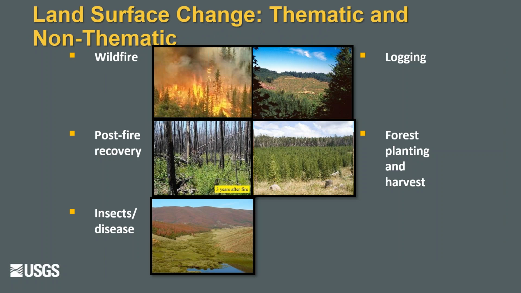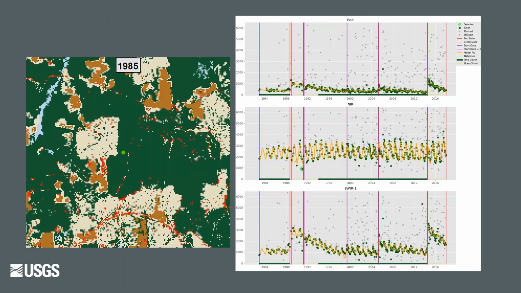So as I said, these are also some pictures of thematic and non-thematic change. Most of these are thematic change, but the forest planting and harvest might be a non-thematic change. Depends. Post-fire recovery would lead to probably a thematic change. When the fire happens, you would have a break in the model, and then you would have something new growing up, which would not be forest or tree cover at that time. It would start out as grass shrub. And insects and disease can be a non-thematic change. So we're trying to capture all these different kinds of change in our process.